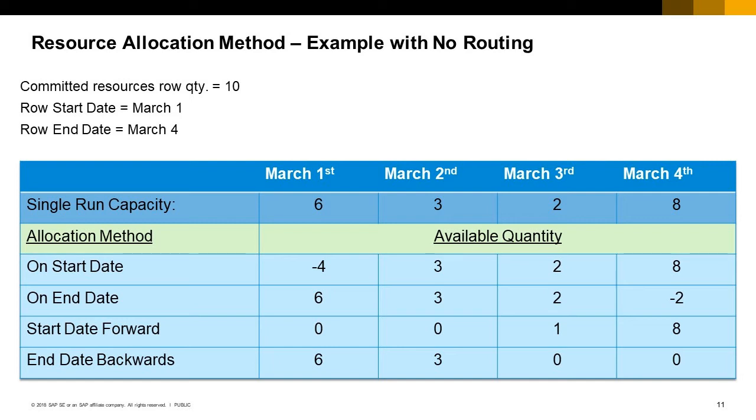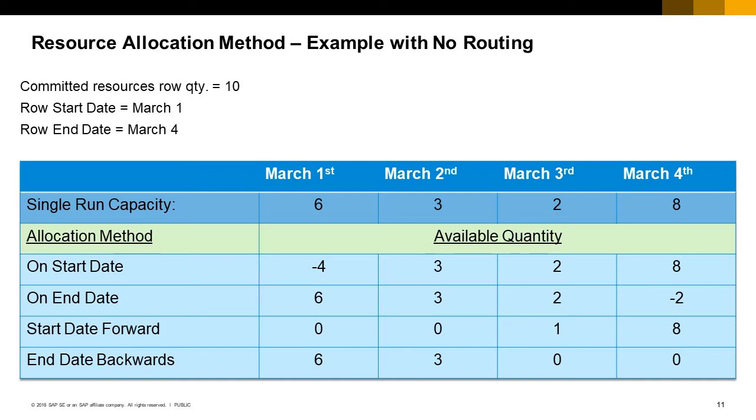When using the onStartDate method, the entire quantity of 10 is drawn from the start date, March 1st, which results in a negative available quantity of -4. Nothing happens on the following days. When using the onEndDate method, the entire quantity is drawn from the end date, March 4th, which results in a negative quantity of -2 on March 4th.